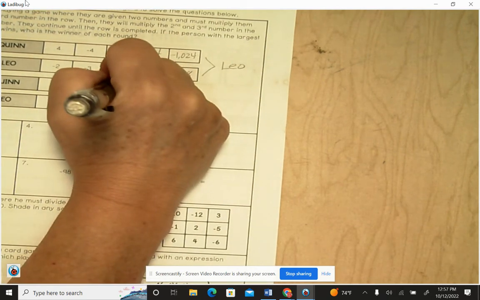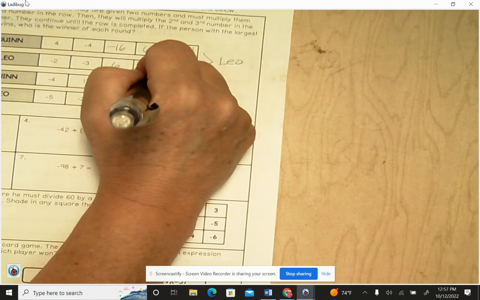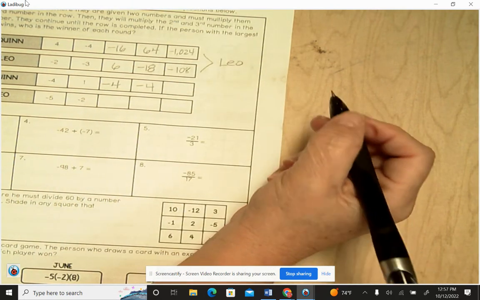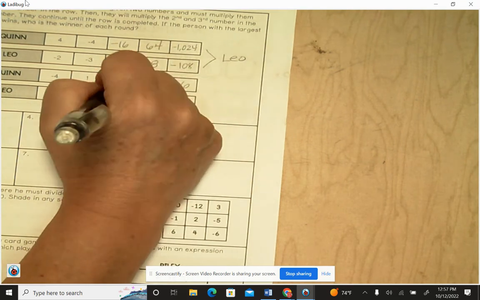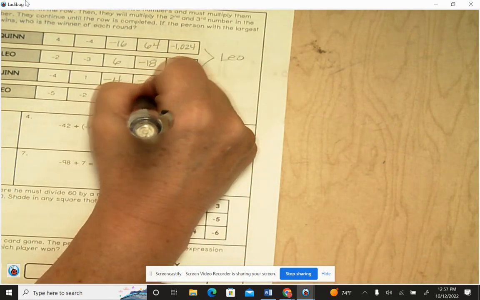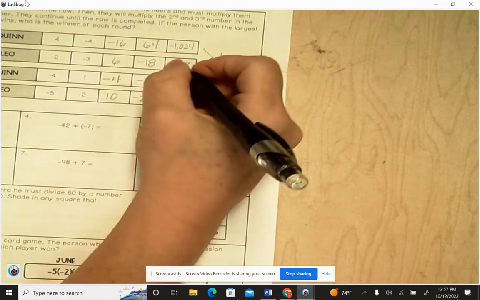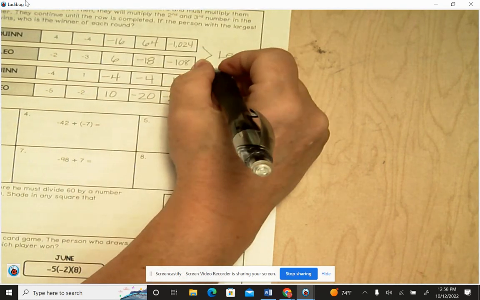In round 2, Quinn has -4 and 1. Multiply those together, you get -4. 1 and -4, you get -4. -4 and -4, you get 16. And Leo's got -5 and -2, which is 10. -2 and 10 is -20. And 10 and -20 is -200. So in round 2, Quinn wins.